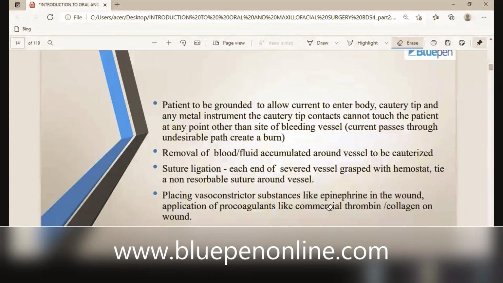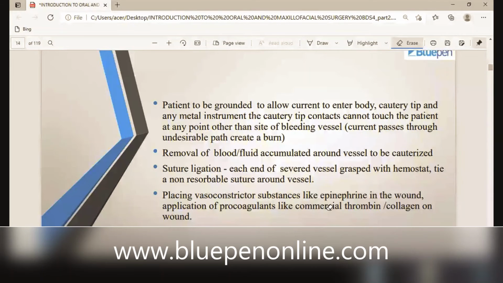Okay. Now this is about electrocauterization. Most dental hospitals have electrocauterization available. For this to be done, the patient should first be grounded, to allow the current to enter the body. Otherwise, the patient will get a shock. So first of all, make sure that the patient is grounded. Then the cautery tip or any metal instrument cannot touch the patient, because this is electric current. The electric current can cause harm and damage to the patient. So you have to make sure that nothing happens to the patient.